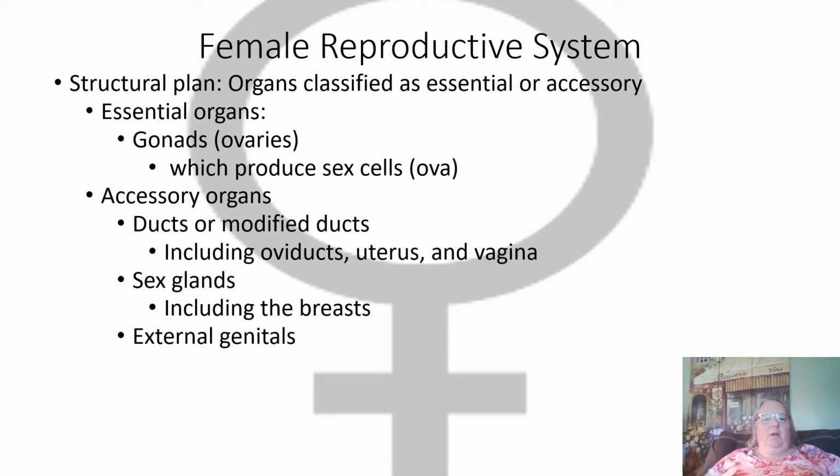The accessory organs are the ducts or modified ducts. This includes the oviducts, the uterus, and the vagina, and the sexual glands, which include the breast, and then the external genitalia. So the ducts, the sex glands, and the external genitalia are the accessory organs.